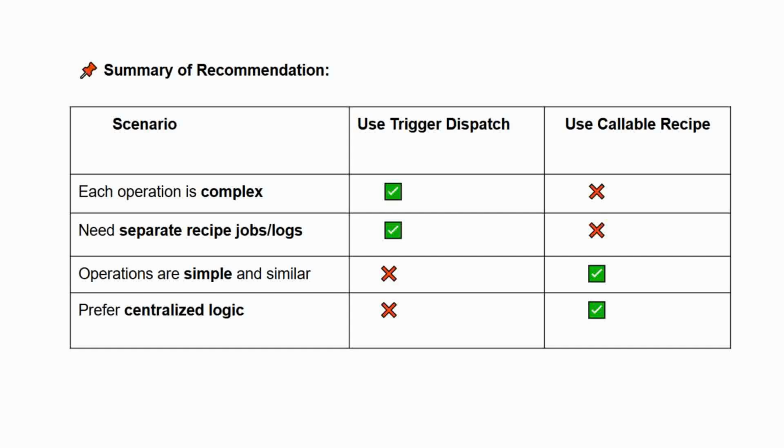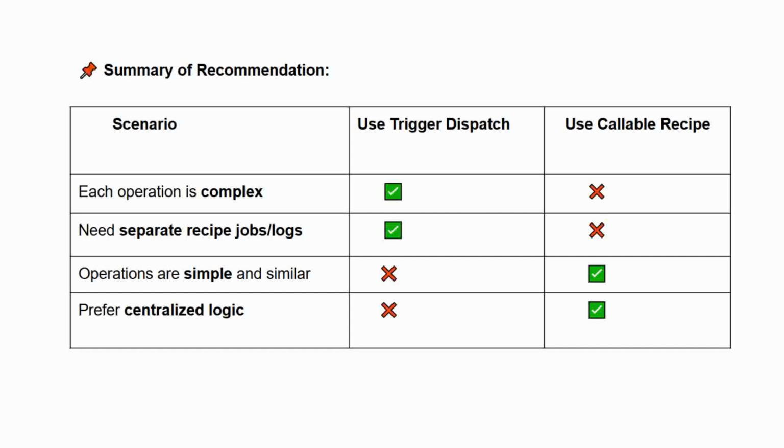But just to have clarity in this case, if you need more clarity and don't want to check all the operation names, like filtering a lot, you can go with a separate job, so separate recipes with a trigger dispatch. For example, if operations are simple and similar, then definitely go for callable recipes. Okay, and if you prefer centralized logic, then definitely go for callable recipes. So with this particular note, I would like to close this session. Hopefully you have understood trigger dispatch and callable recipes. So have a thought on this.